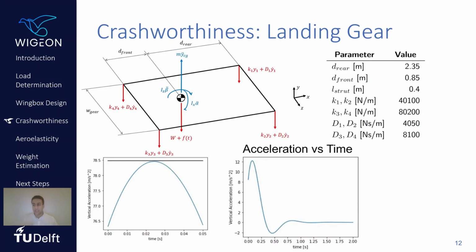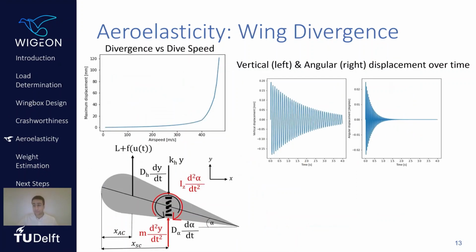Then the landing gear was designed using the model derived from the free body and kinetic diagram from the figure on the top left, which was then converted to state space form and evaluated programmatically. Then the spring constant and damping ratio for the landing gear was configured to yield the maximum vertical accelerations that you can see in the bottom figures. So the landing gear is indeed able to take 8 g of acceleration.